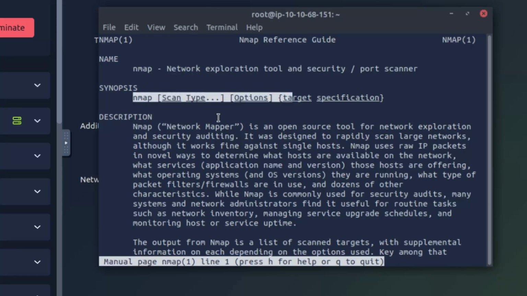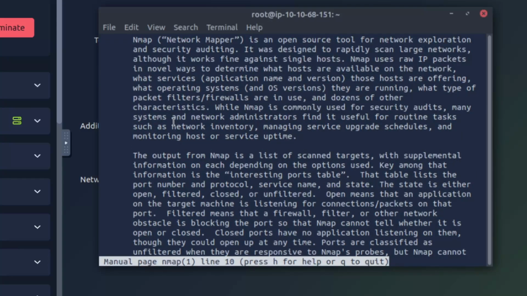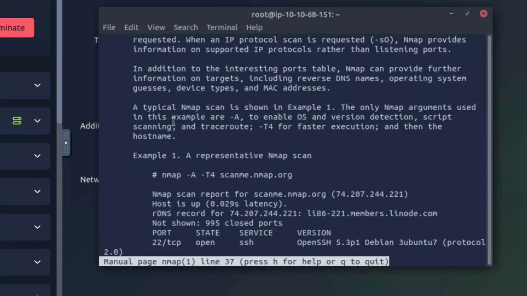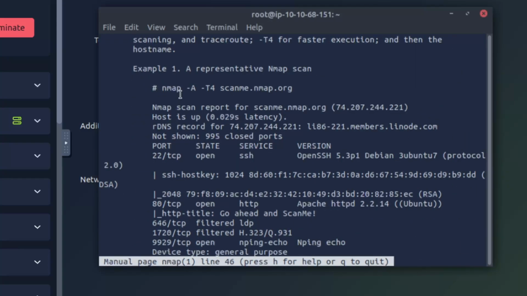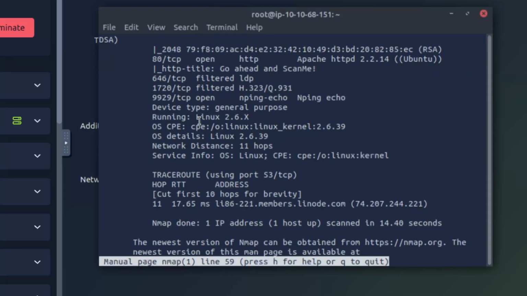This is a basic synopsis. And then you can do the scan type and the options, and that's basically what you can run. And then you can go throughout the description of it if you want to, which is a very lengthy description. And then you start seeing examples of this. So nmap -A -T4 on this domain name, and it'll start giving you what the output will look like.